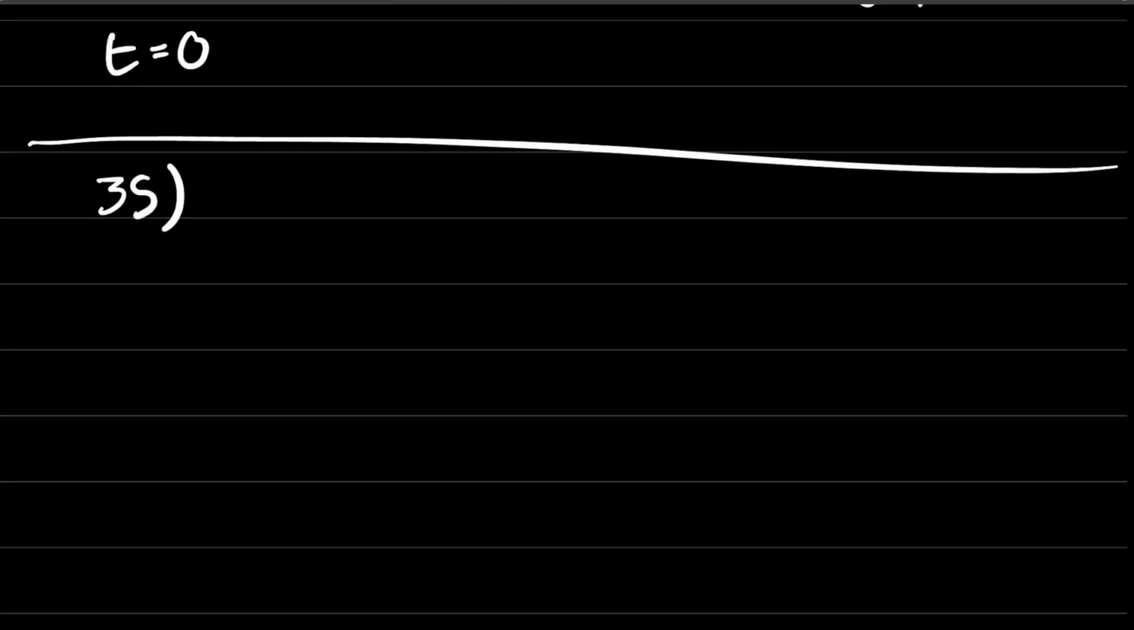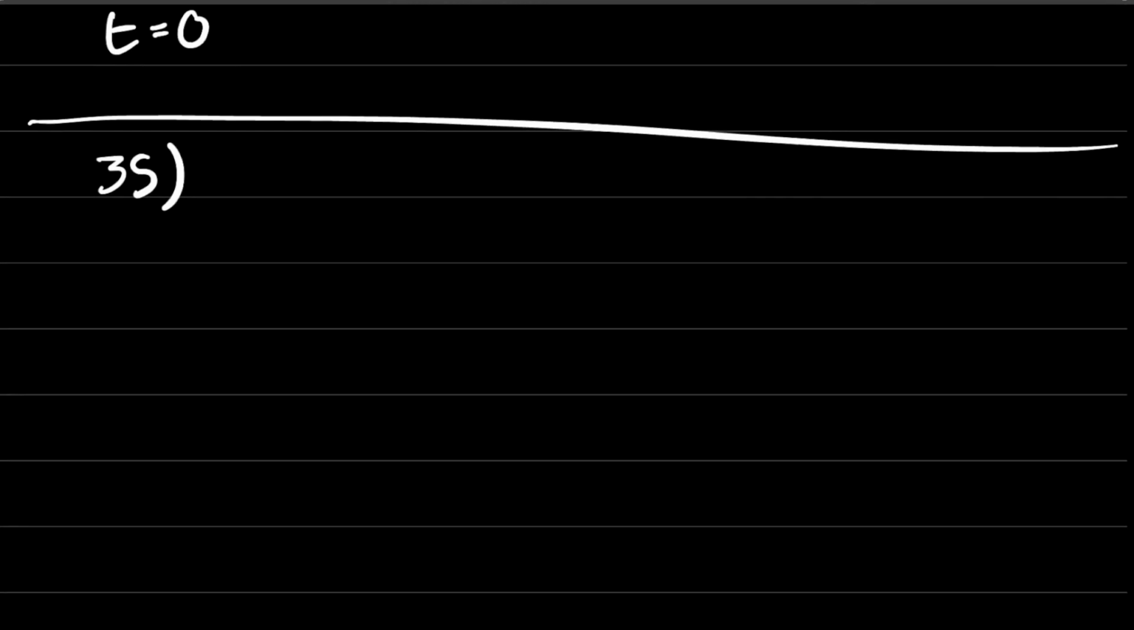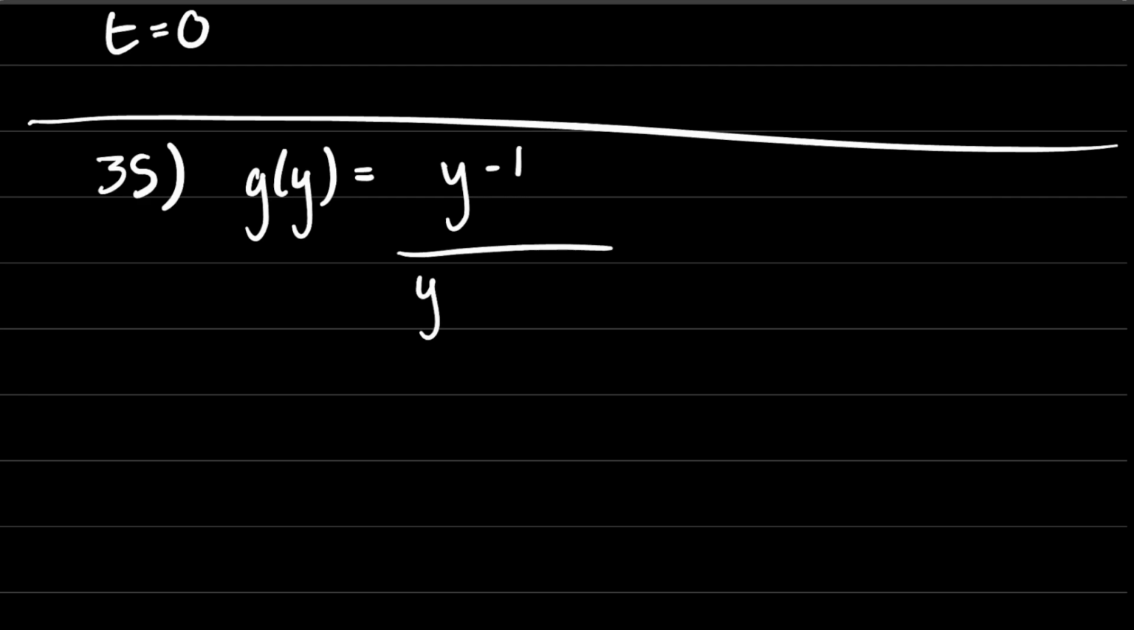We are given that g of y is equal to y minus 1 over y squared minus y plus 1.